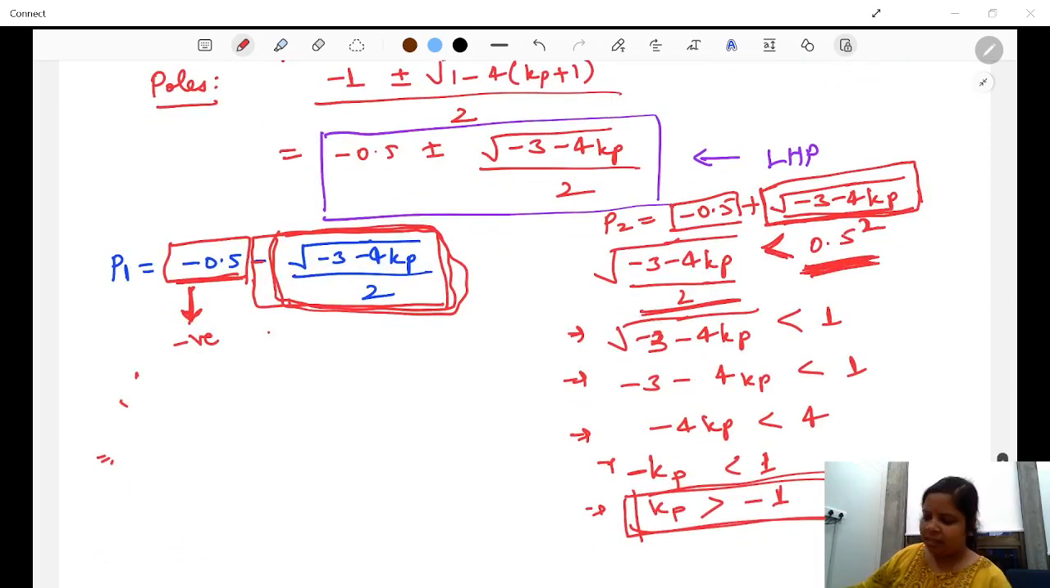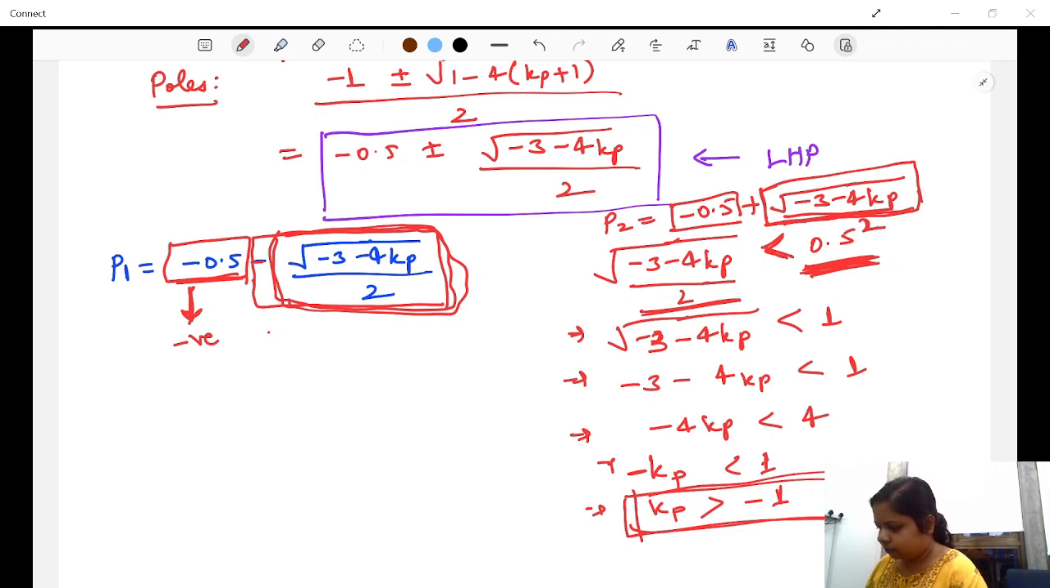That's enough. And next time we'll see Routh-Hurwitz criteria, which will also help us to make sure that we check the value of Kp so that the system is stable.